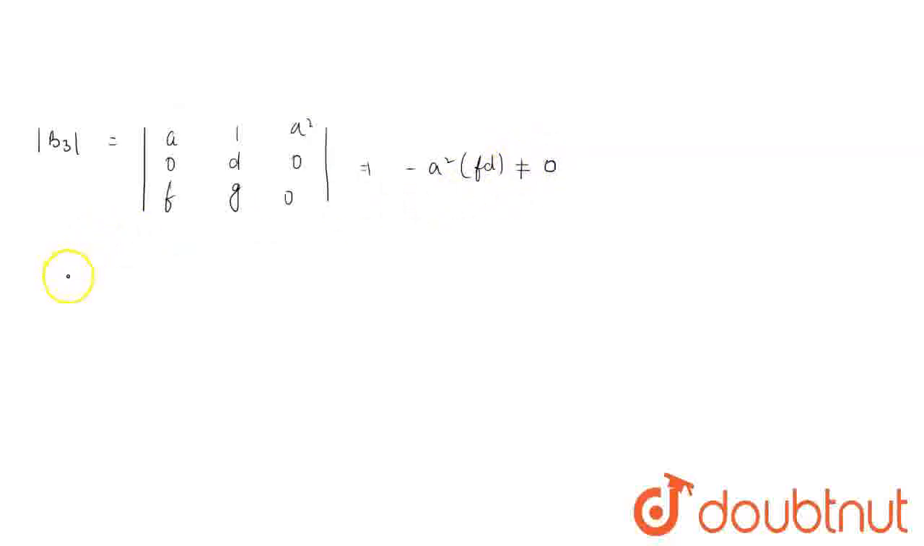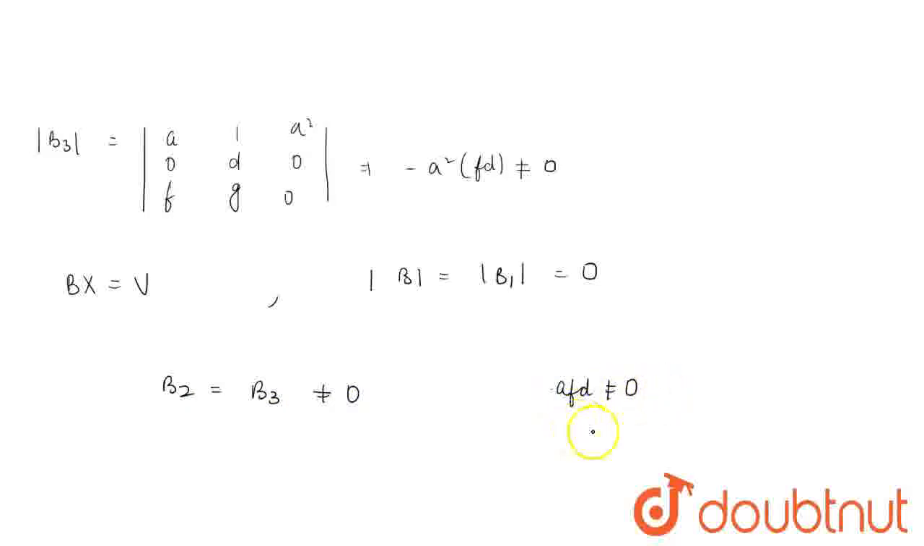Now in the question we have to prove that BX equals V has no solution, and for no solution we can say that determinant B equals determinant of B1 equals 0, and either B2 or B3 is non-zero. So we can say that AFD is not equal to 0. Then there is no solution. And this is what we have to prove.